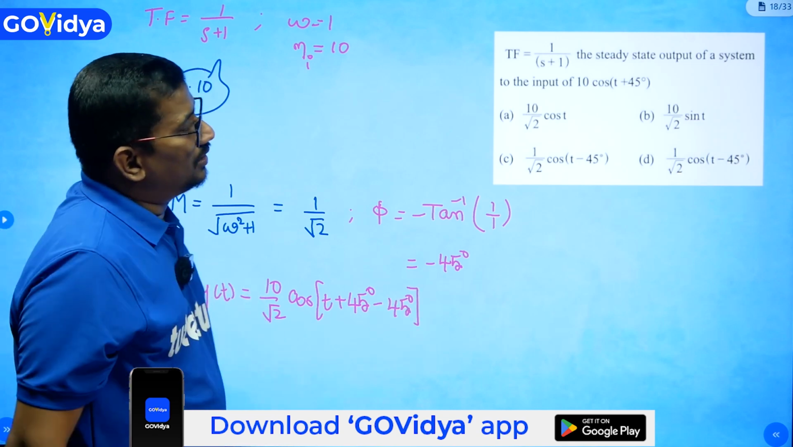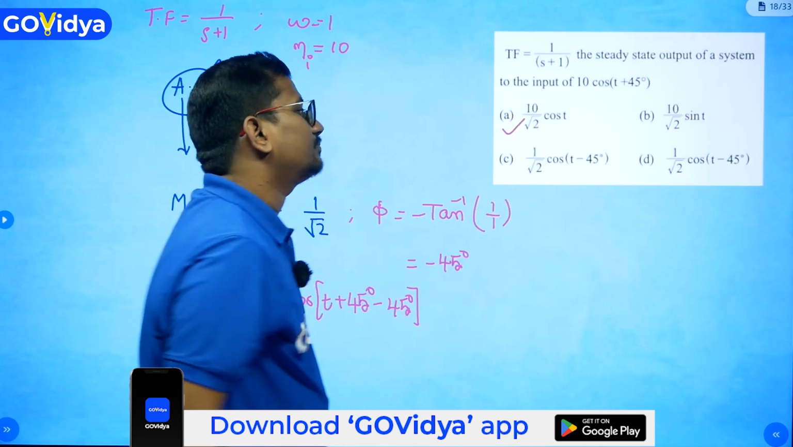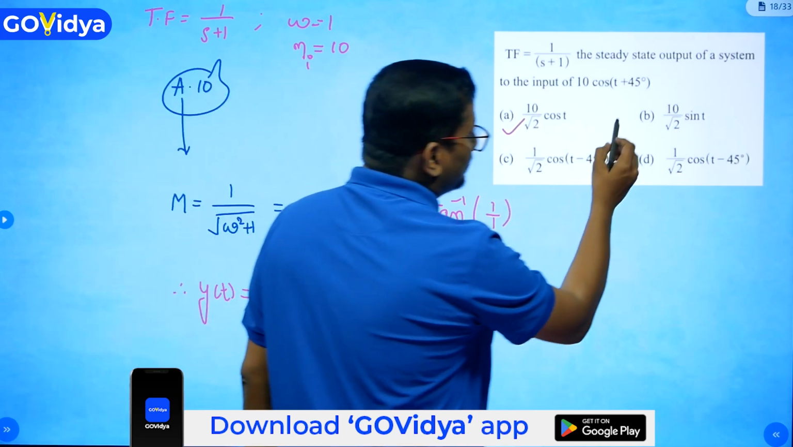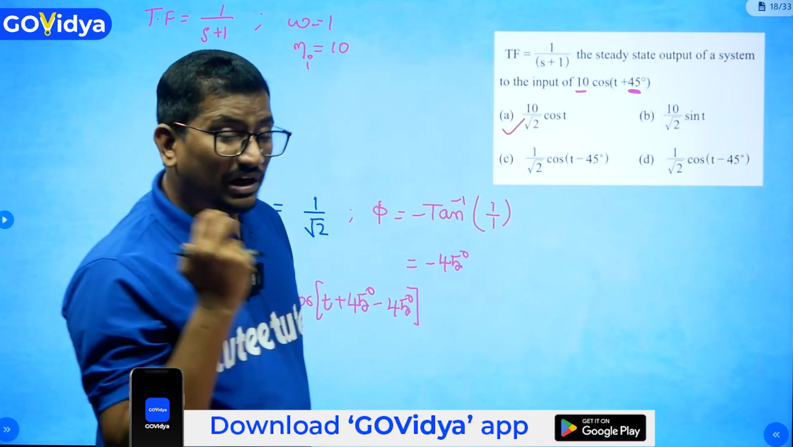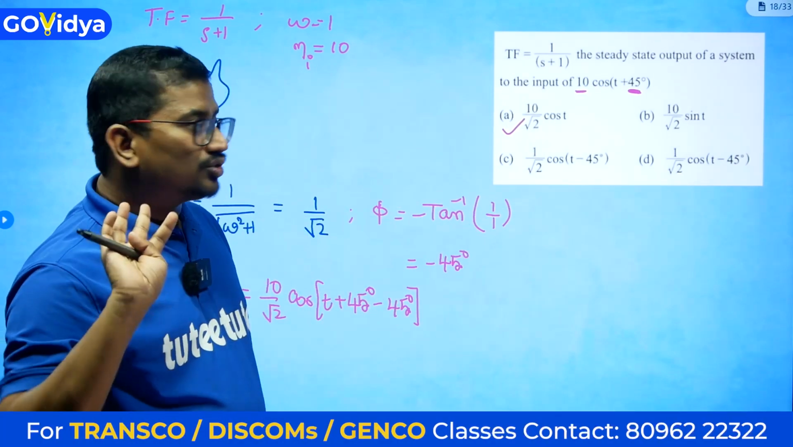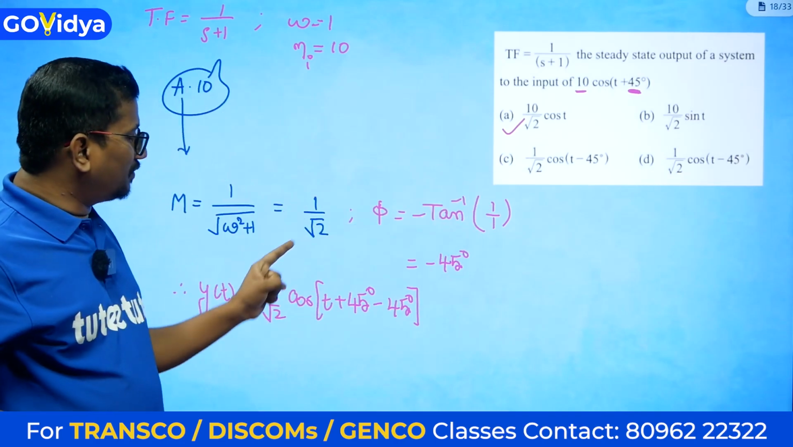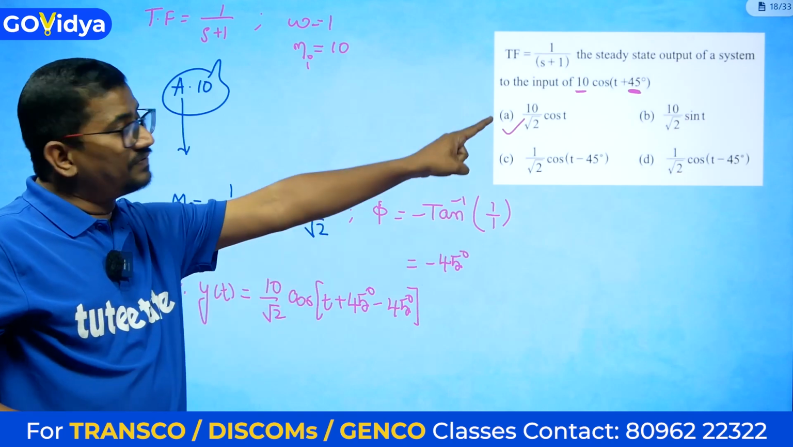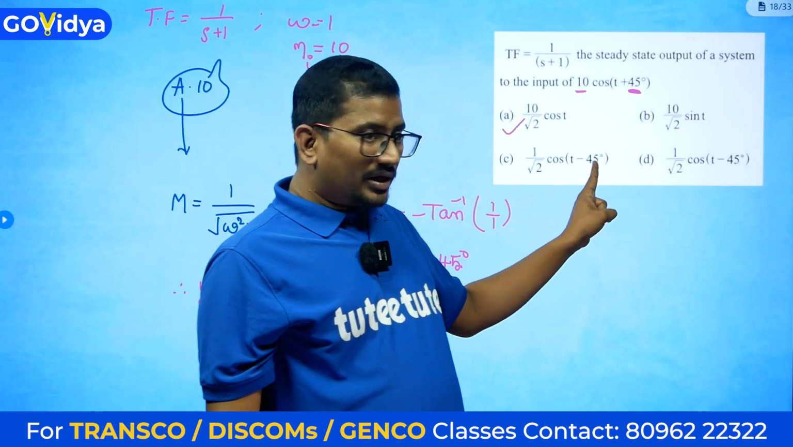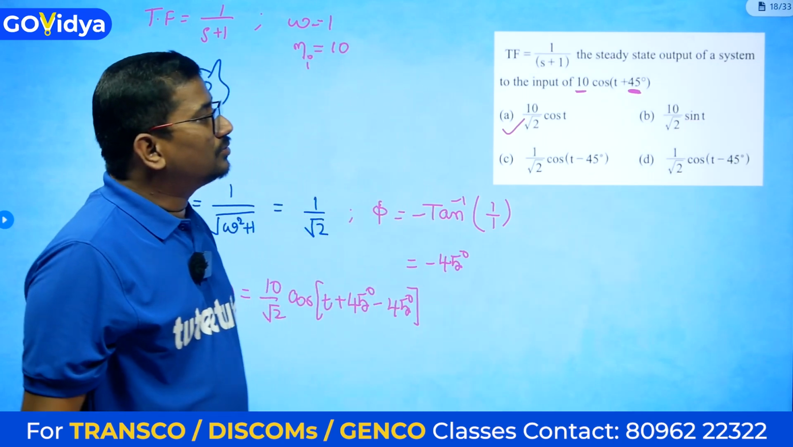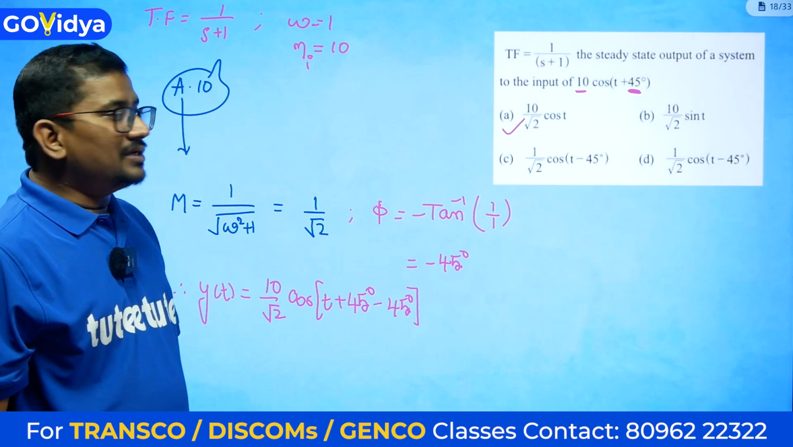Therefore finally you got 10 by root 2 cos t. Because as per the question, they have mentioned 45 degrees at the input side. 10 is the magnitude at the input side. We should consider those two. If you are not considering those two, for example, if you forgot the 10, you will get 1 by root 2 cos. If you forgot the 45 in the question, you will get 1 by root 2 cos of t minus 45. It is also there. So try to avoid those problems. Okay. Now let us see the next question.